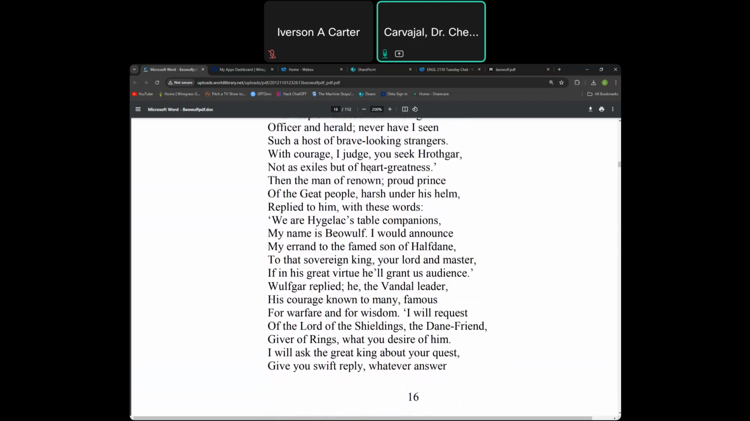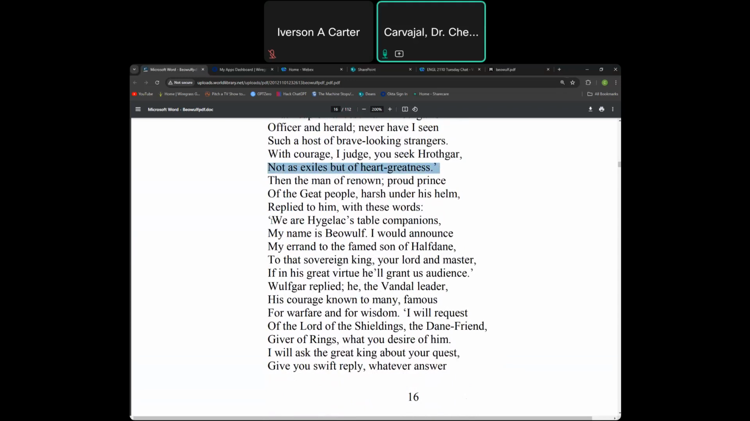And he says, "I assume you want to talk to the king, not as exiles, but of heart." In other words, you don't look like vagabonds, like you've been exiled from your own group and you're looking for help. You look like you're well fed and it looks like you're coming to help us instead," which is true. It's actually what it is.